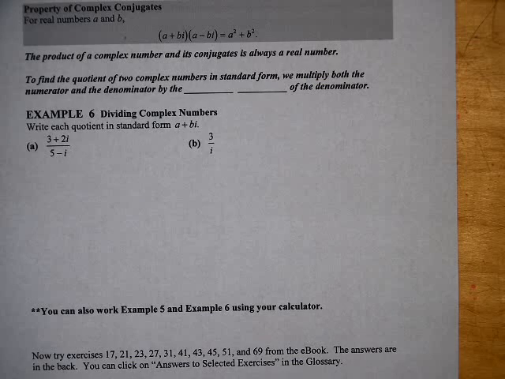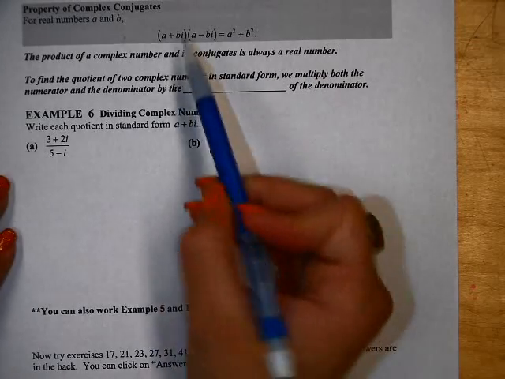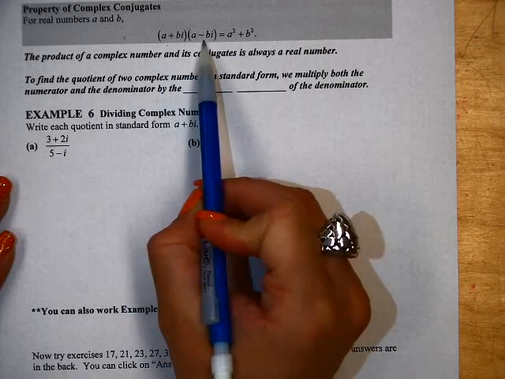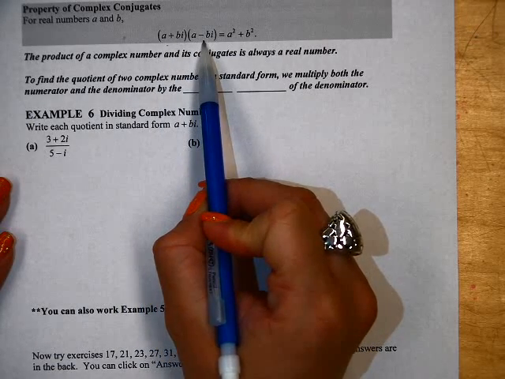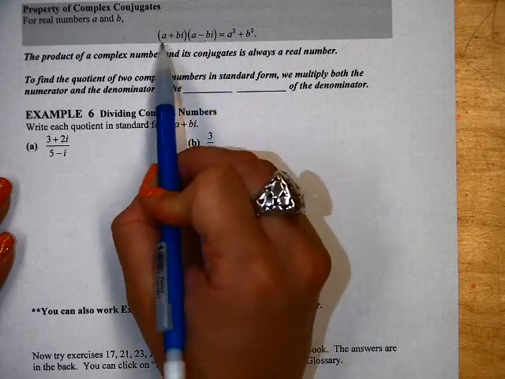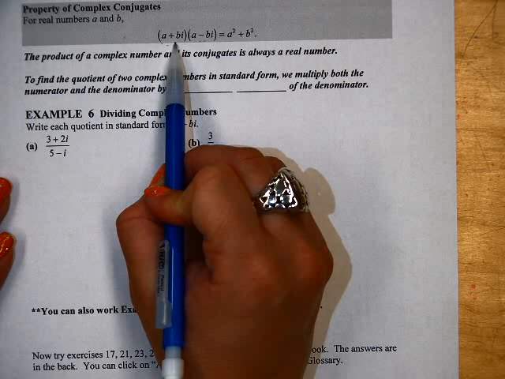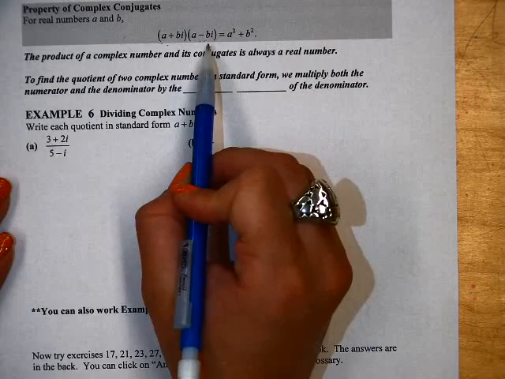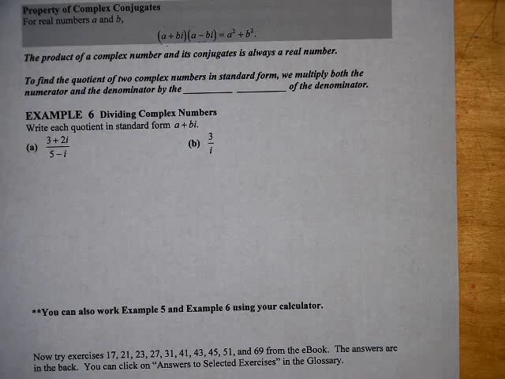Now, let's talk about what a conjugate is. If you have a plus bi, then your conjugate is a minus bi. So your conjugate is simply the same numbers, but the sign in the middle changes. If this had been a minus bi, then the conjugate would be a plus bi. So remember, your a stays the same, your bi stays the same, but what changes is that sign in the middle. And the product of a complex number and its conjugate is always a real number. When we multiplied those conjugates, we got a squared plus b squared. There's no longer an imaginary part.